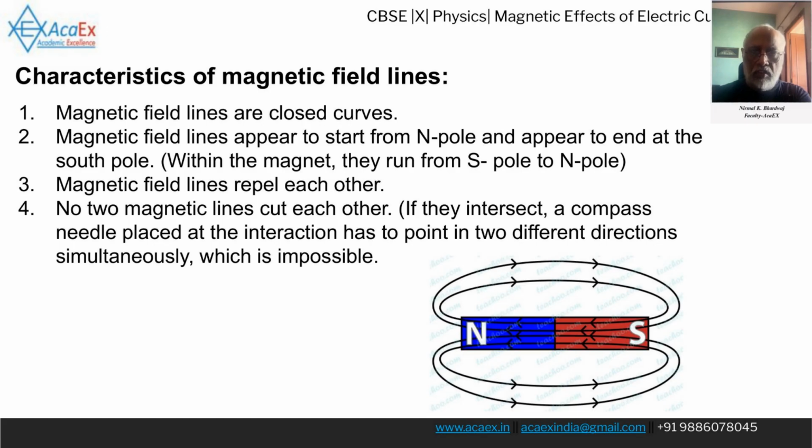Magnetic field lines have the following properties. They are closed curves. They appear to emerge from the North Pole and end at the South Pole outside the magnet, while running from south to north inside the magnet. Magnetic field lines repel each other. Critically, no two field lines ever cross each other. If they did, a compass at that point would have to point in two directions at once, which is impossible.